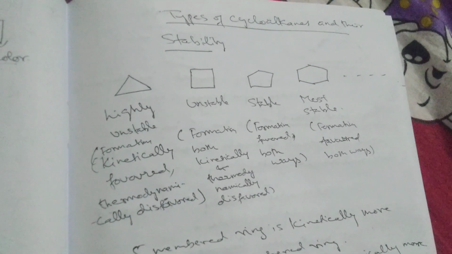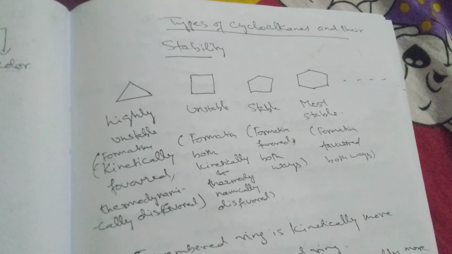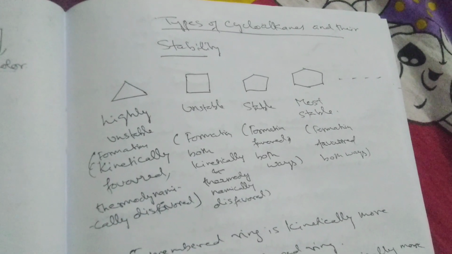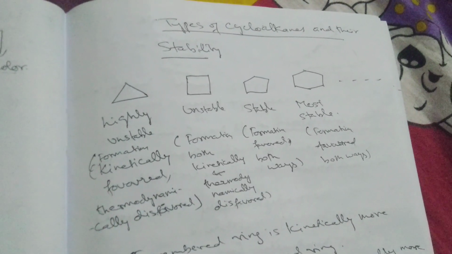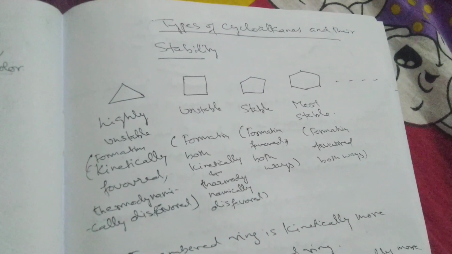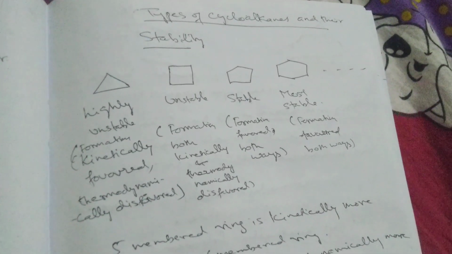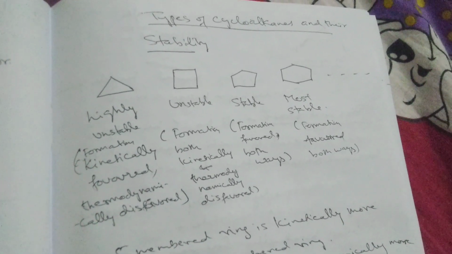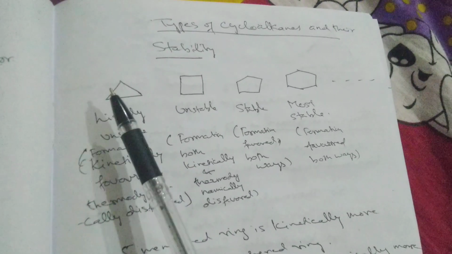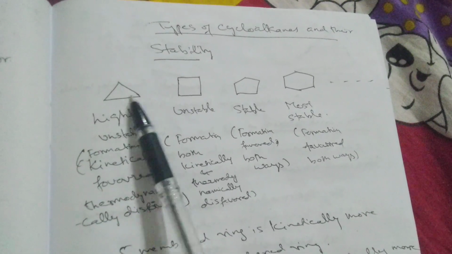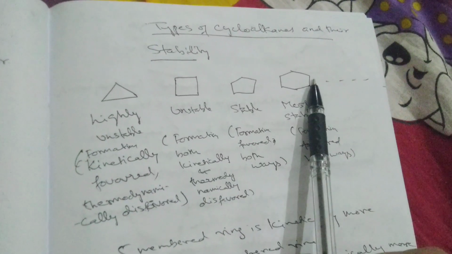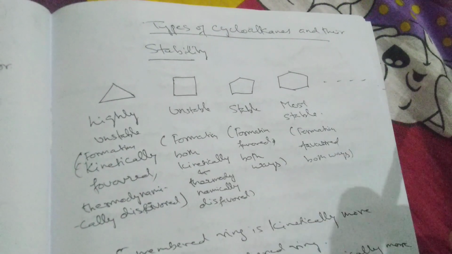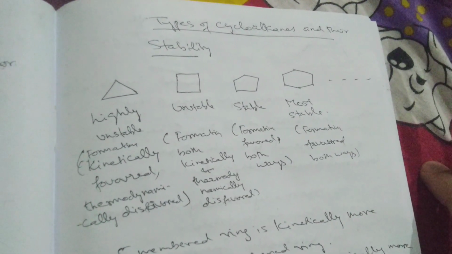Hello guys, welcome back. The last part of cycloalkanes is left. It covers the kinds of rings in cycloalkanes and their stability. There are a lot of cycloalkanes available in different sizes: cyclopropane, cyclobutane, cyclopentane, cyclohexane, and then cycloheptane, cyclooctane, cyclononane, cyclodecane.